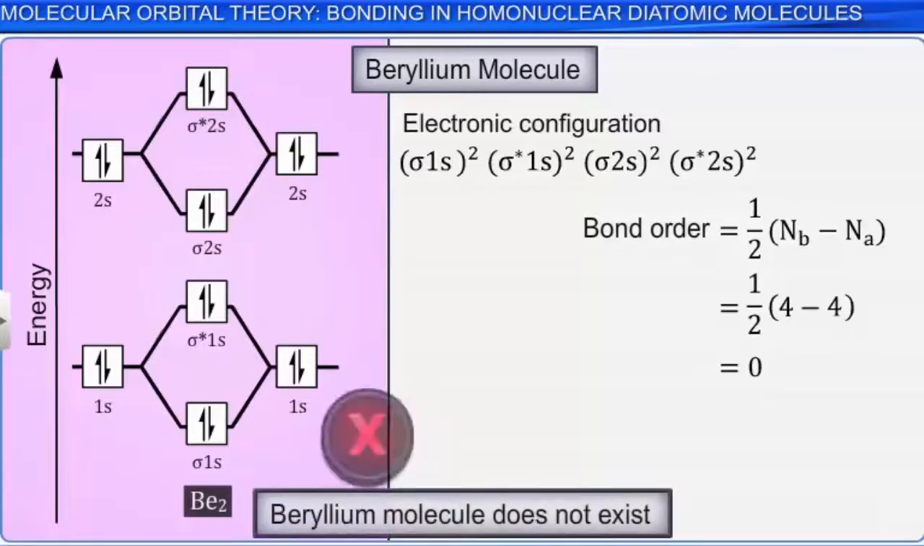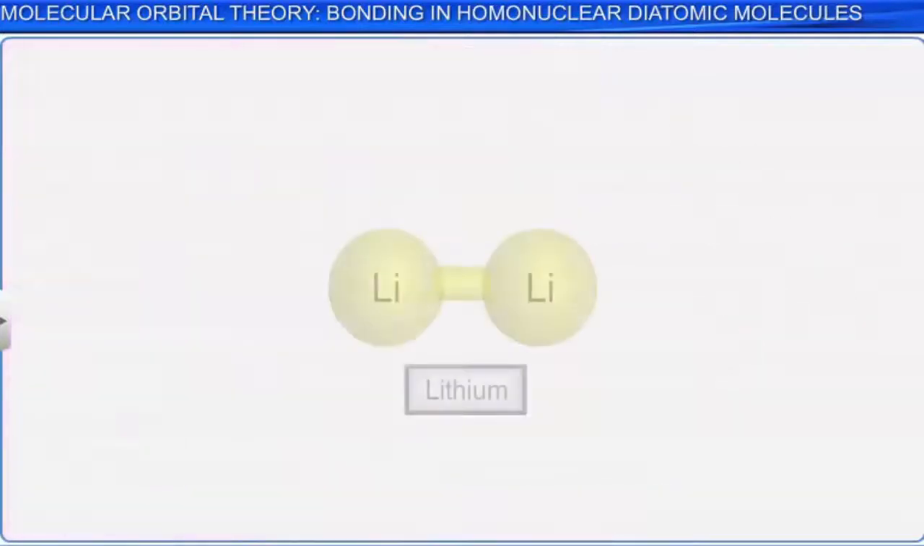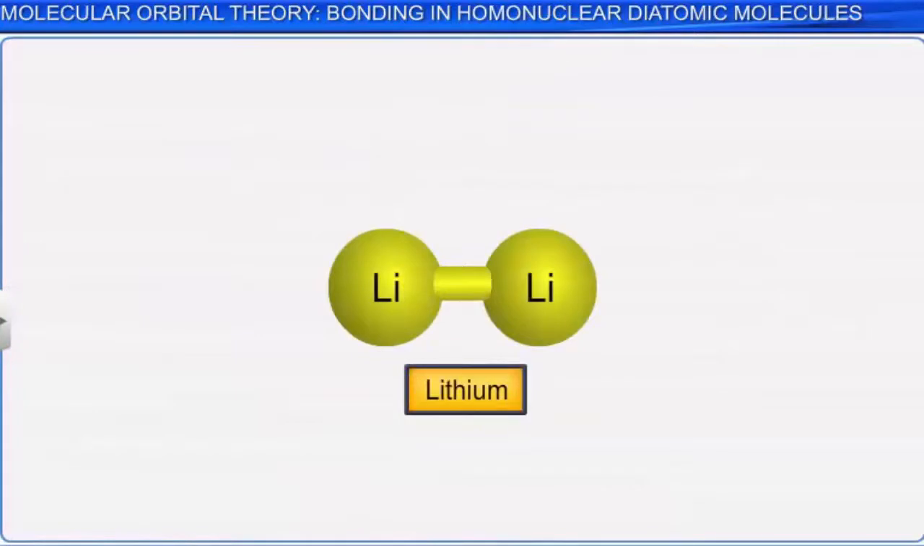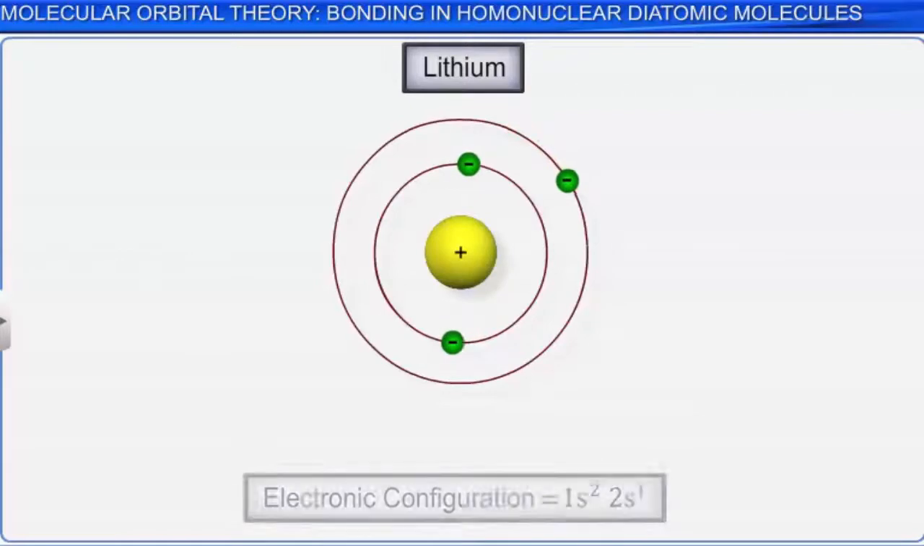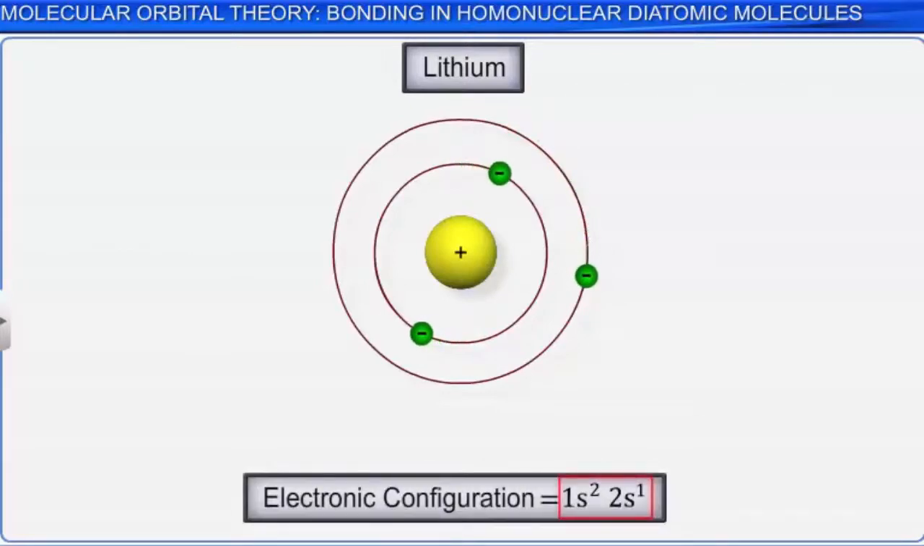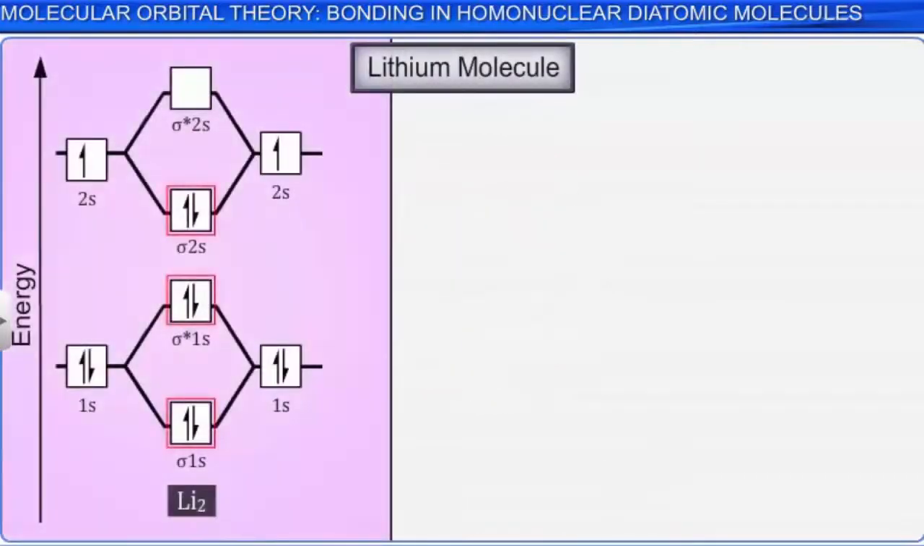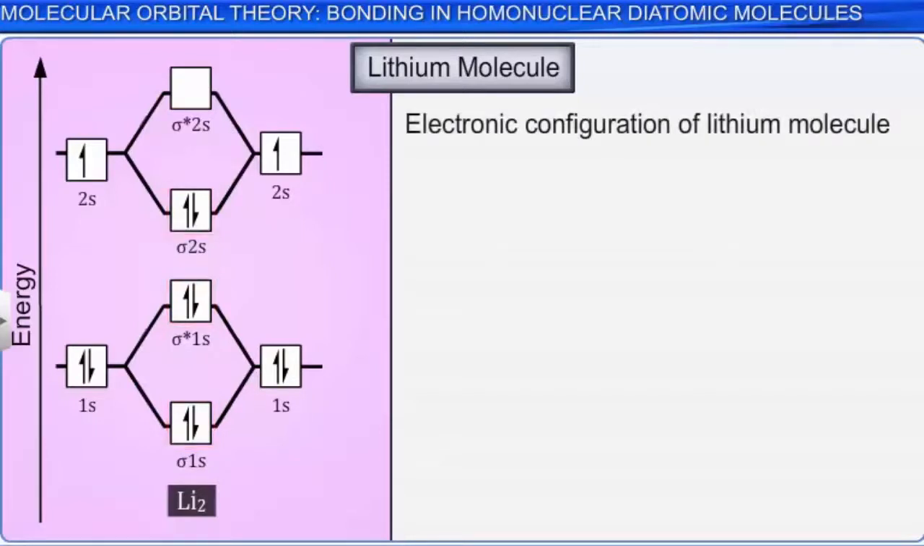Now let's see the bonding in a lithium molecule. A lithium atom has an electronic configuration of 1s2 2s1. Thus, there are 6 electrons in a lithium molecule. The electronic configuration of a lithium molecule is sigma 1s2, sigma star 1s2, sigma 2s2.